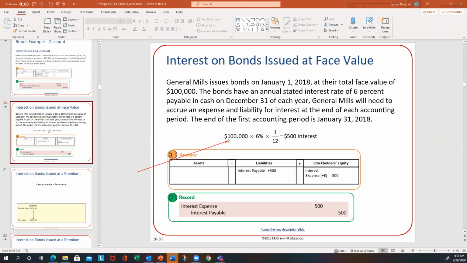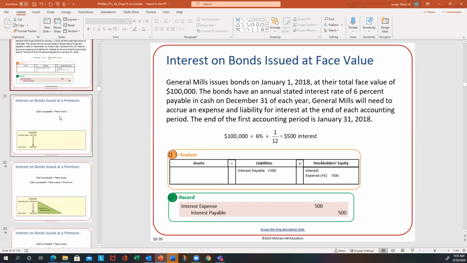You just take the principal times the interest rate, and then whatever time period you're looking at. In this case, it's 1 month. Because these interest rates are always annual, one out of 12 would be 1/12 of a year. So you would have accrued interest on that bond of $500. And you just debit interest expense and then credit interest payable. The face amount bonds, again, are going to be the easiest because you don't have to worry about those premiums or those discounts.